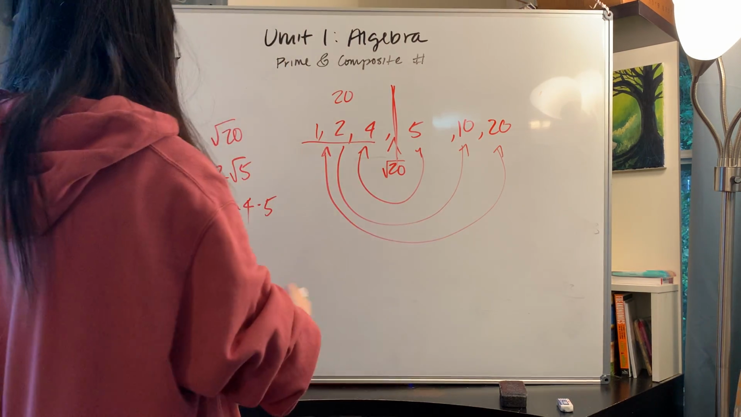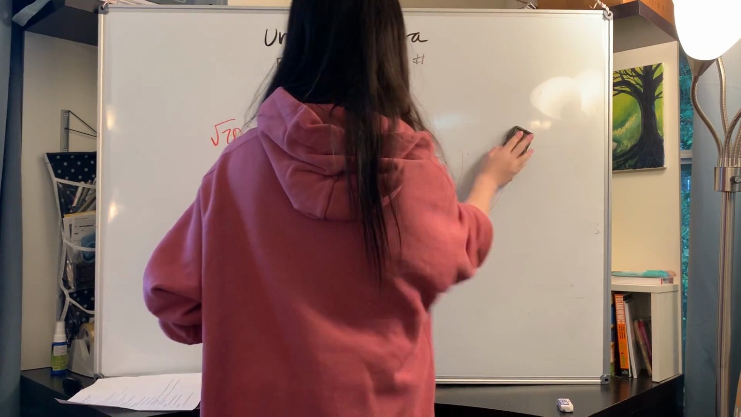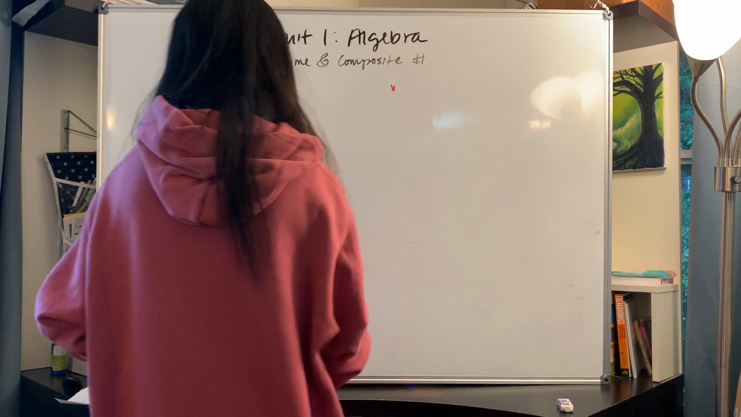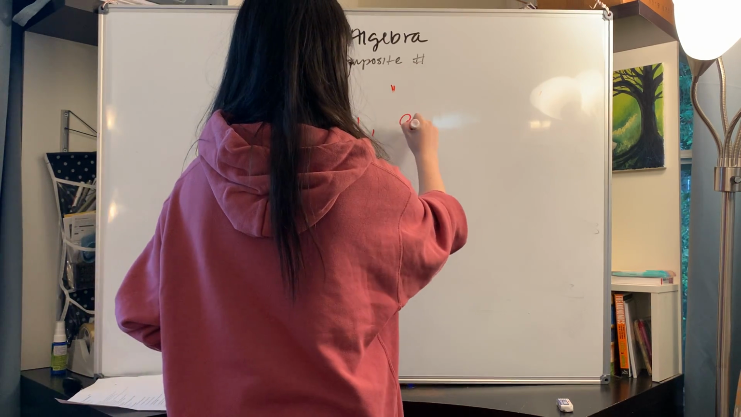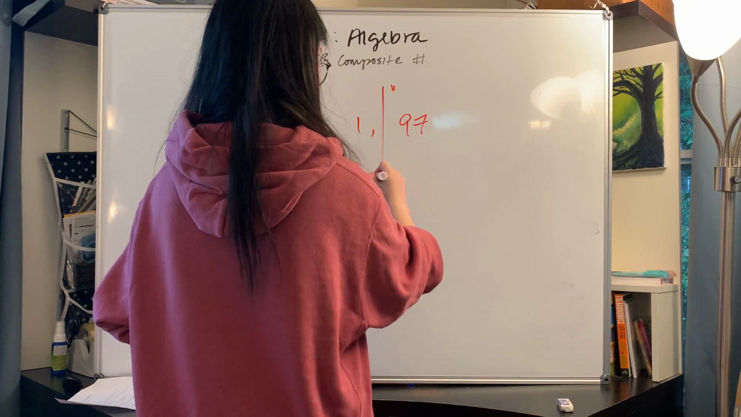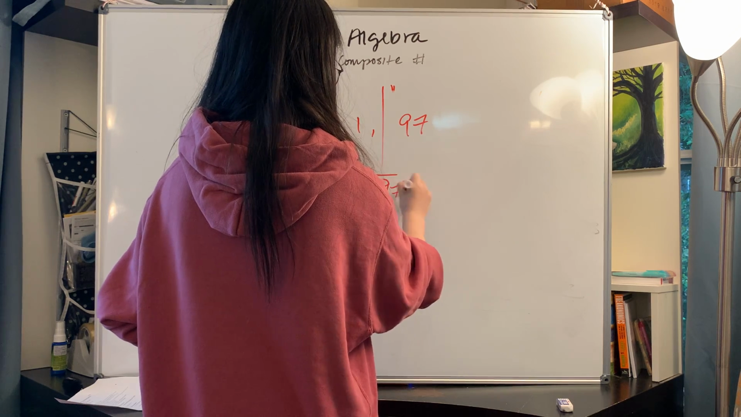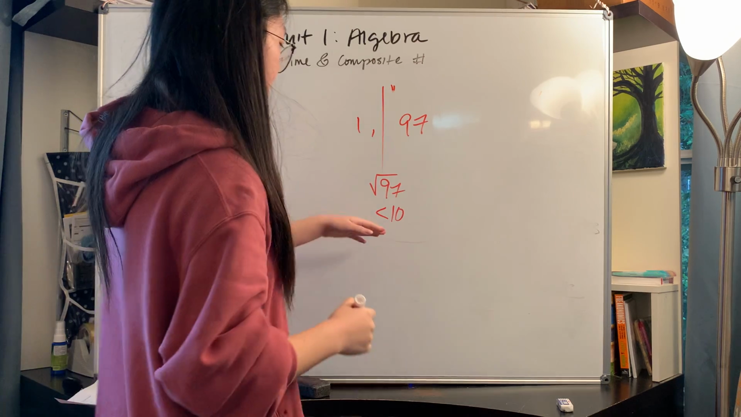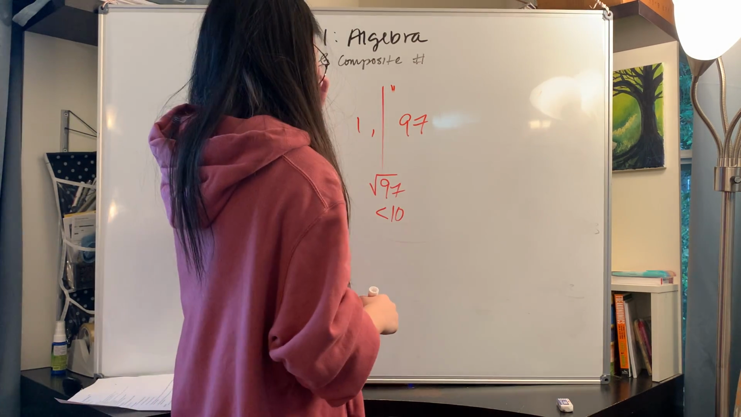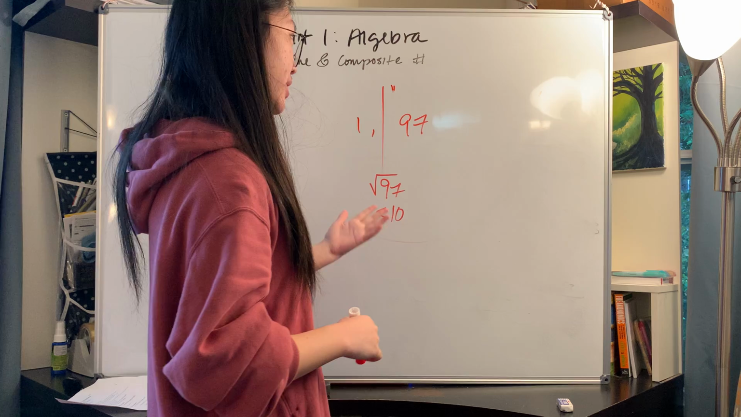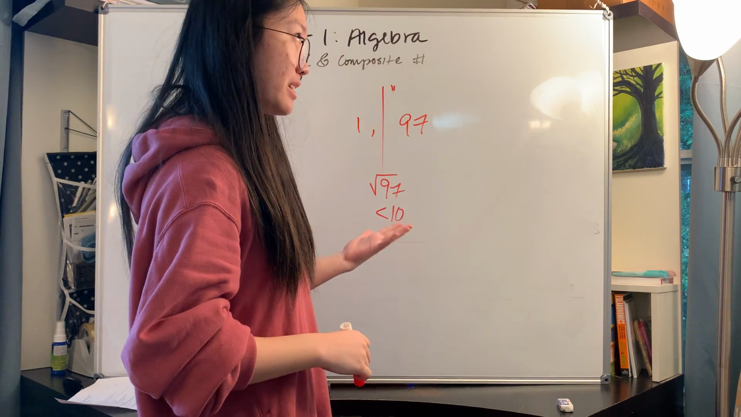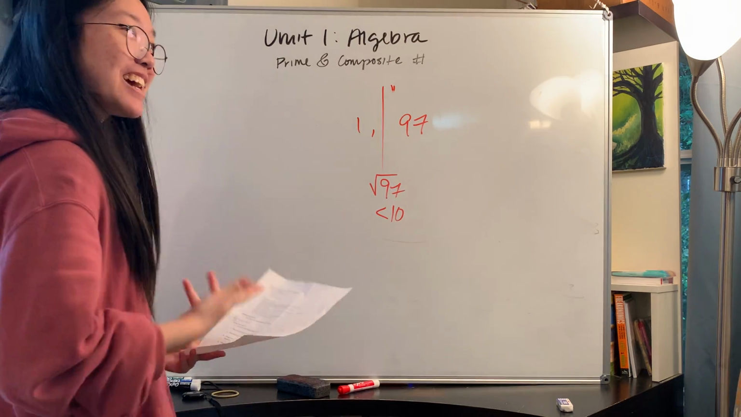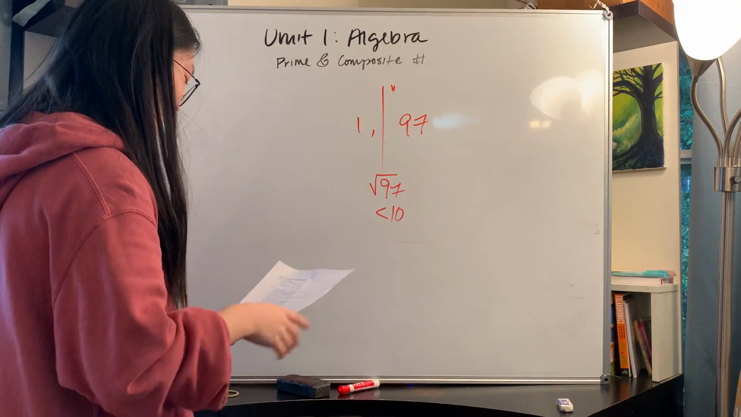And so the same rule applies to 97, right? So 97's factors look something like this. We have 1 and we have 97. And then somewhere in between we have the square root of 97, which we said was less than 10. So we only need to check up to 10 in order to figure out if 97 is prime or not. Okay, I think I've explained that enough. I do have a tendency to over-explain, I guess.